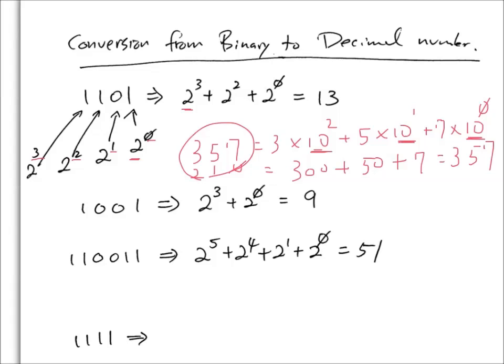So the first 1 is 1 times 2 to the third power. The next one is 1 times 2 to the second power. The next one is 0, so we don't have to worry about it. And the next one is 1, which is 2 to the 0th power. So this will be 8, this will be 4, and this will be 1. If you add them, then you have 13. So 1101 in binary is 13 in decimal.